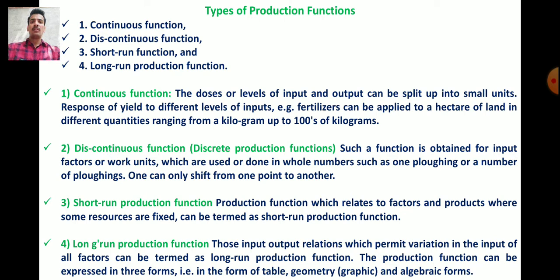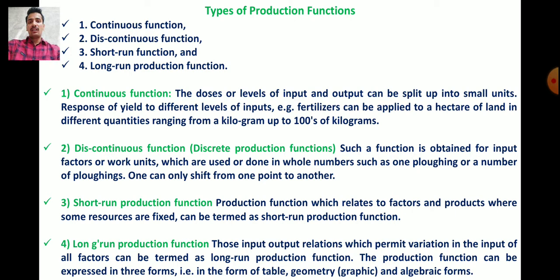Means when you split the doses of the fertilizer into small units, it is considered as the continuous production function. Suppose we take the example of the fertilizer, we do not apply the 100 kg as it is. We split that 100 kg dose into small units, into small doses. That is the continuous production function.